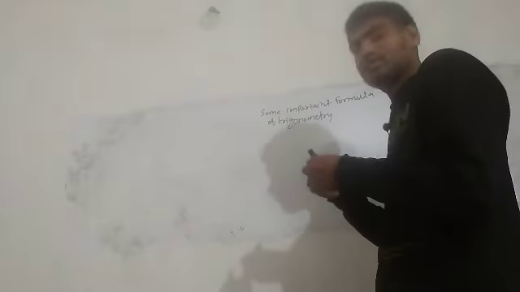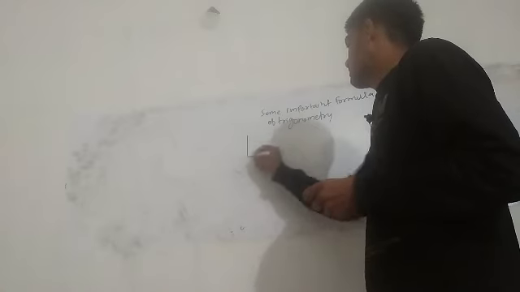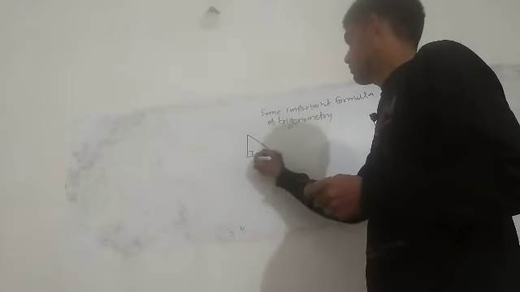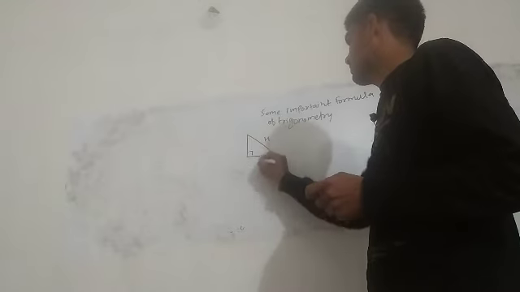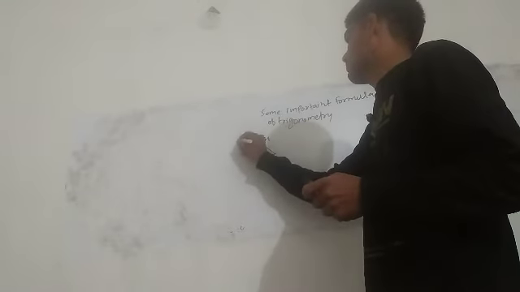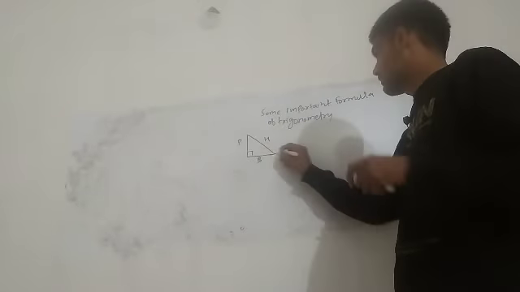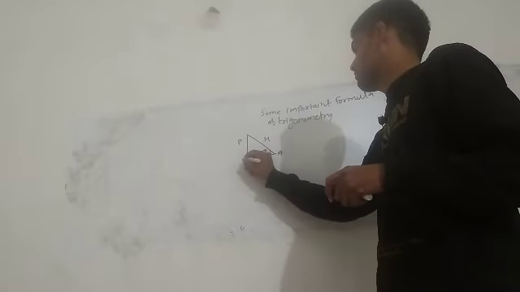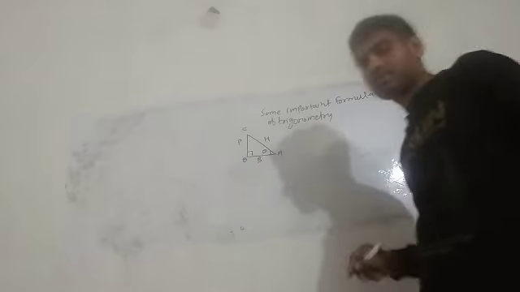Some important formulas of trigonometry. This one is a right angle triangle. This one is 90 degrees, so in front of 90 is the hypotenuse. This one is the base and this one is the perpendicular. This one is angle theta. And this one is B and this one is C.